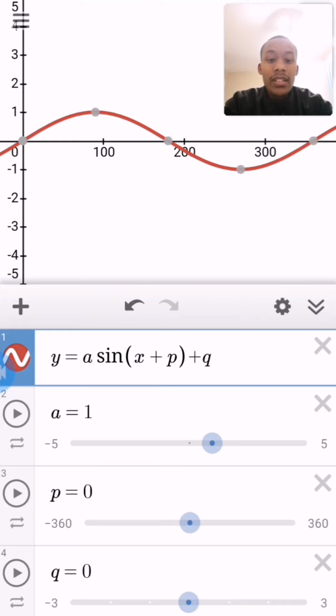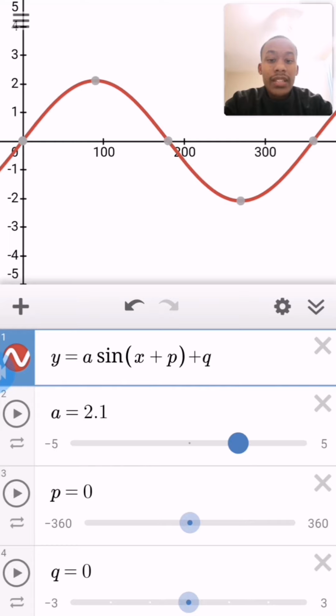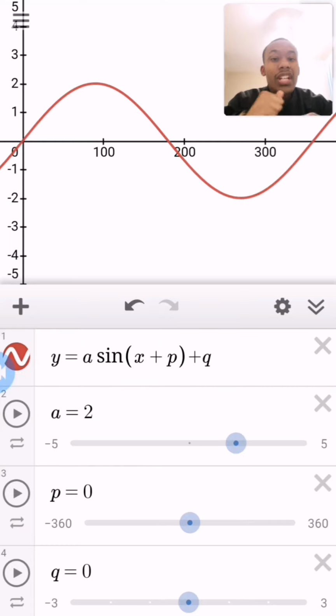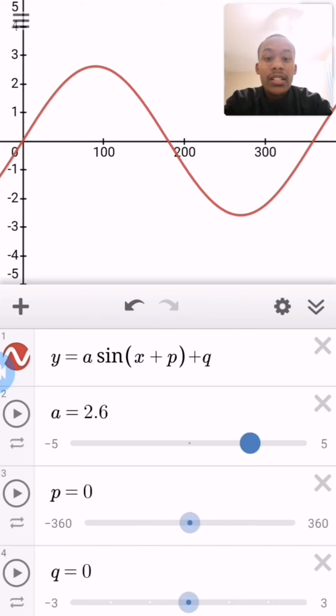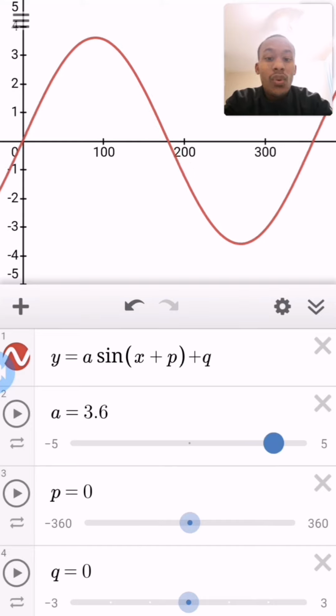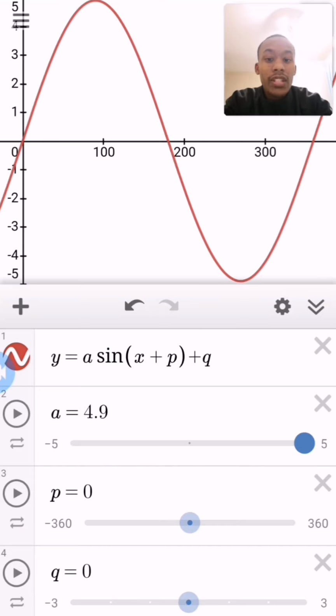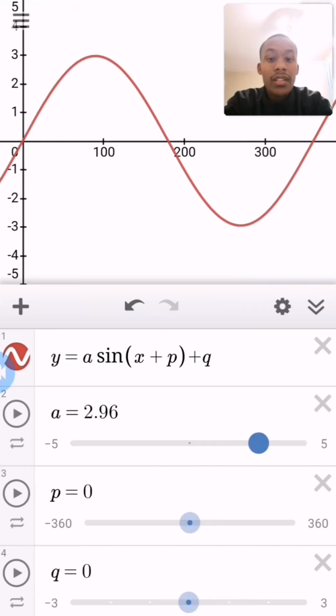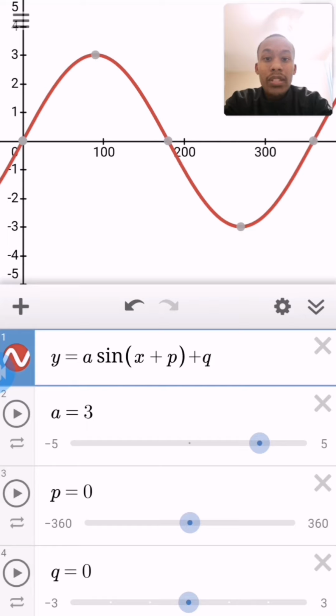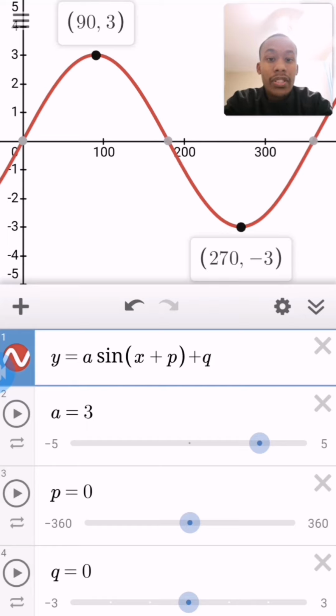Now, let's see what happens when I increase a's value. So if I make a, let's say 2, can you see how it stretches the graph? So it stretches the graph vertically. We call a the amplitude because it stretches the graph vertically. Okay, if I make it 3, it stretches it even further, 4 even further, 5 even further. You can see when a's value is 5, the maximum point is 5 and the minimum point is -5. If I have it at 3, you can see the maximum point at 90 is at 3 and the minimum point at 270 is at -3.